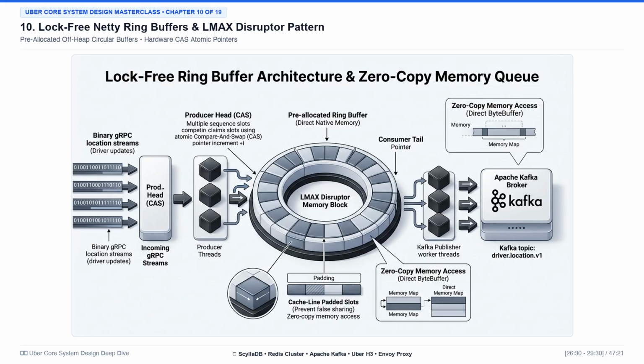When a binary GPS ping arrives from Envoy, an ingestion thread needs to claim an empty slot. But it doesn't use those slow mutex locks we talked about earlier. The bathroom door lock. Right. It avoids that completely. It uses a hardware-level CPU instruction called a compare and swap pointer increment. Compare and swap. How does that avoid a bottleneck if multiple threads are trying to grab a slot at the same exact time? Think of it like a highly efficient hotel clerk.